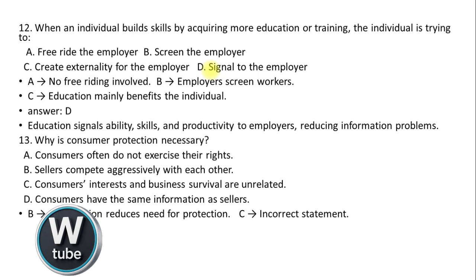While consumers' interests and business survival being unrelated is wrong. And also, consumers having the same information as sellers is wrong. Consumers usually have less information than sellers. So, consumers often lack information and bargaining power, making protection necessary. A is the correct answer.